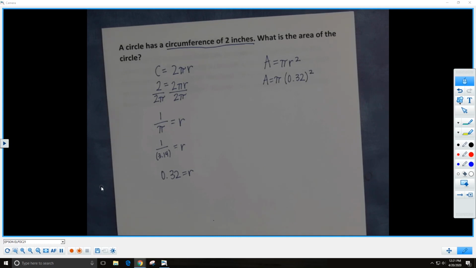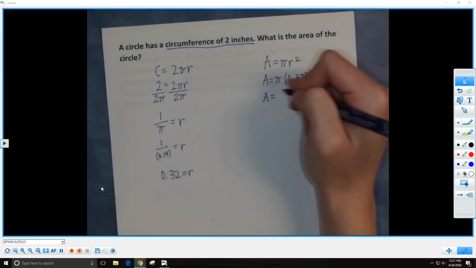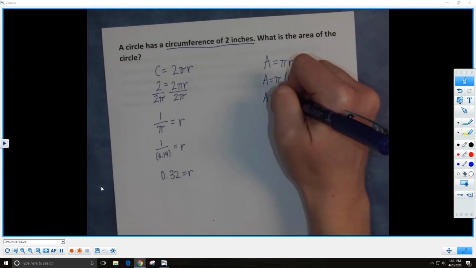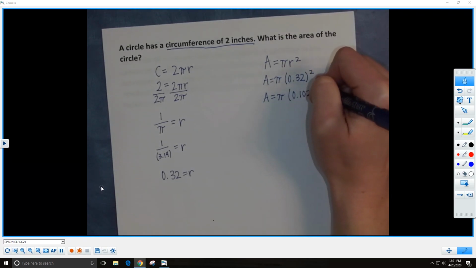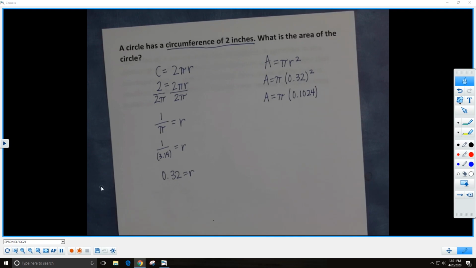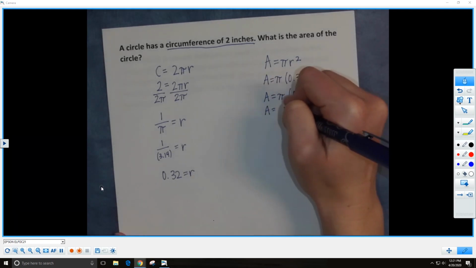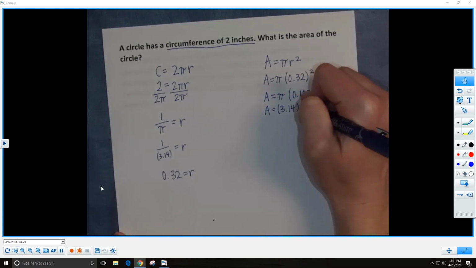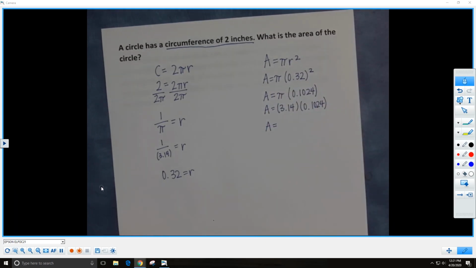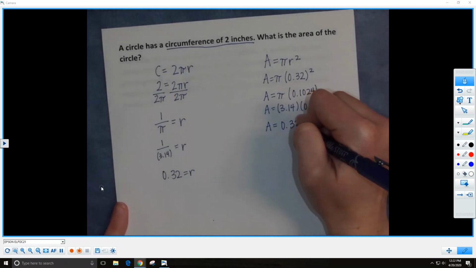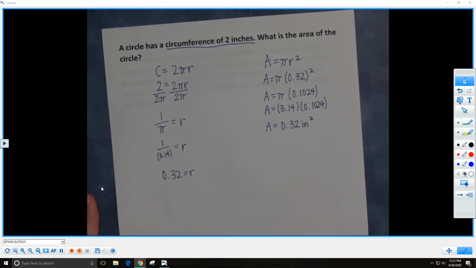Okay. Now remember that we're squaring that, which means we're multiplying that number times itself, which gives me, okay, and then we are going to multiply that times our approximation of pi, which is approximately 3.14. So we're going to multiply those two numbers together. And I hope that you got 0.32 square inches. So the circle has an area of 0.32 square inches.